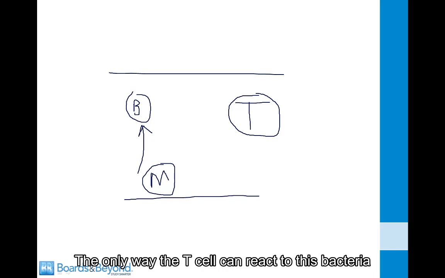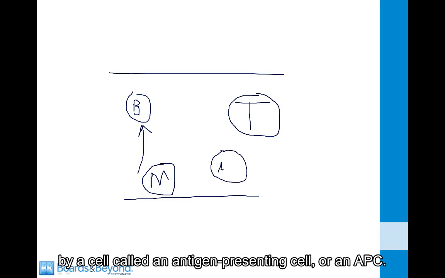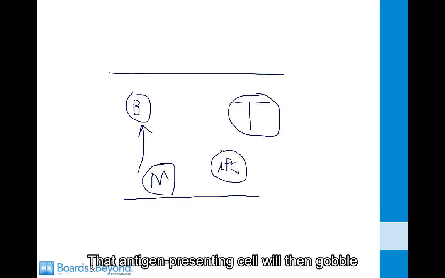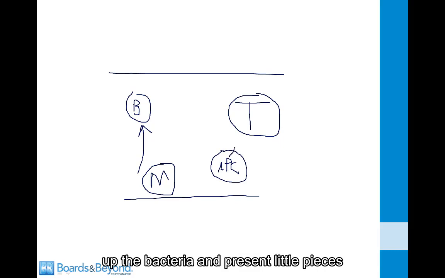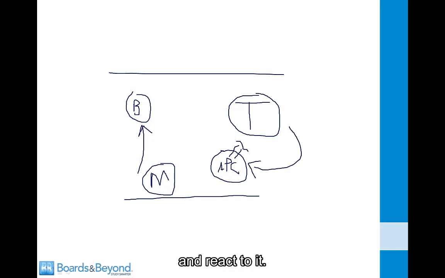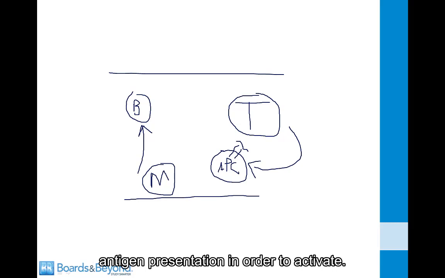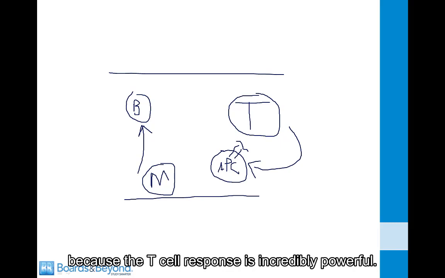The only way the T cell can react to this bacteria is if the bacteria is first consumed by a cell called an antigen-presenting cell, or an APC. That antigen-presenting cell will then gobble up the bacteria and present little pieces of the bacterial peptides on its surface, and then the T cell can see the bacterial pathogen and react to it. So T cells in the adaptive immune system require antigen presentation in order to activate. And the reason this system evolved is because the T cell response is incredibly powerful.